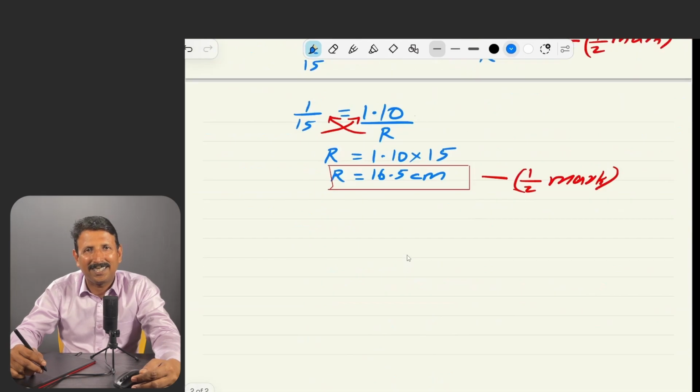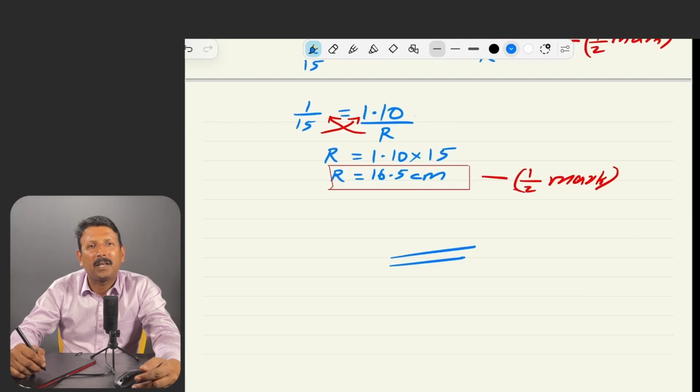How is this question? Easy, right? Like this, if you practice numericals, you can easily do it.